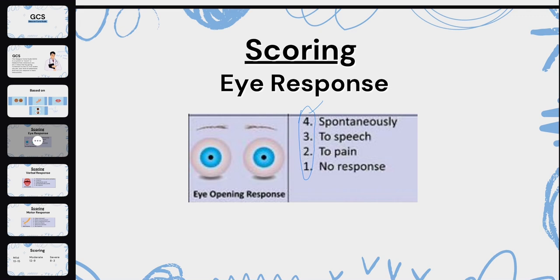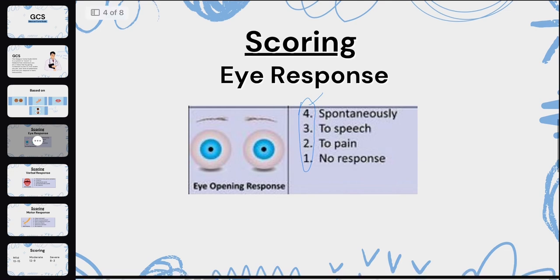Next, to pain, that means the patient can't hear anything. Here you need to apply a pain stimulus for the patient to perform the eye movement. In that case, you will give 2 marks, and 1 mark will be given when there is absolutely no movement of the eye at all in the patient despite any stimuli. So this was the scoring for the eye responses.